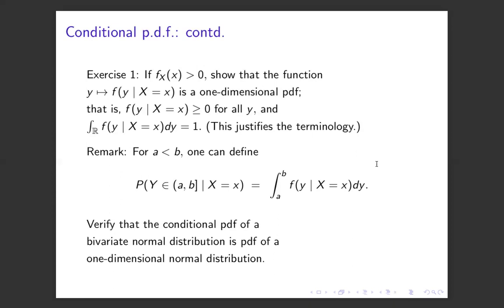so as an exercise, perhaps I should have put exercise 2 or something anyway. Verify that the conditional PDF of a bivariate normal distribution turns out to be the PDF of a one-dimensional normal distribution. This is one of the very nice properties about the normal distributions. Again, I presume that this you would have done in your earlier course, but it doesn't harm you to do this again.